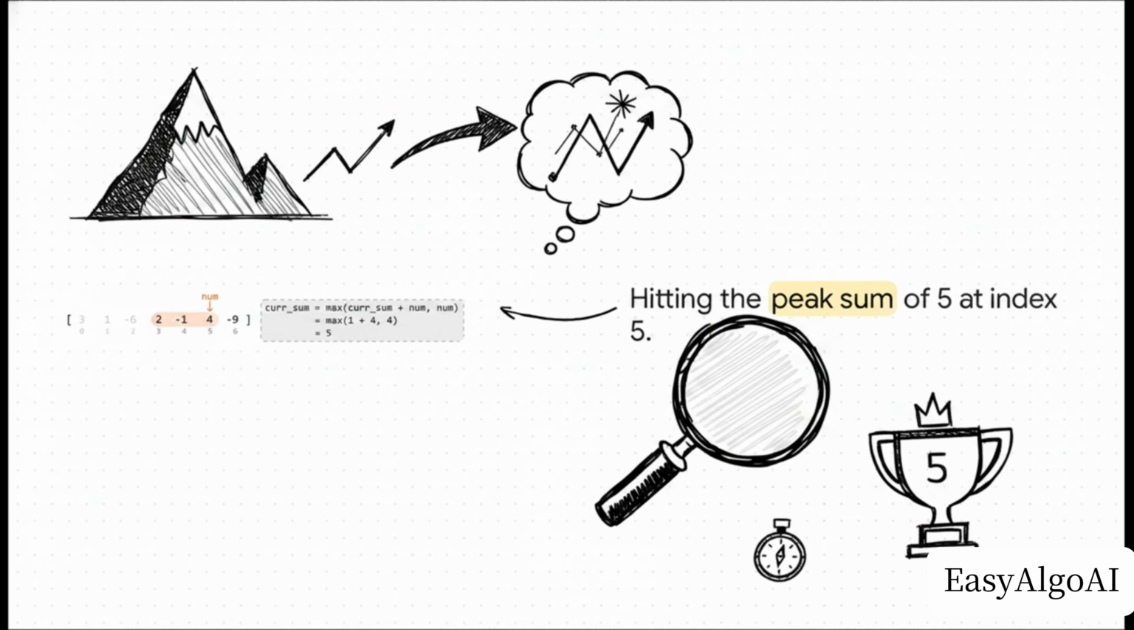At index 5, we hit a +4. Because we kept our chain alive, we add that 4 to our running sum of 1, hitting a massive peak sum of 5. Now there's a really crucial detail you gotta notice here.